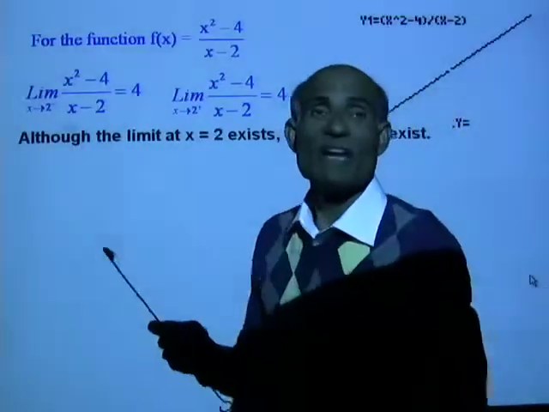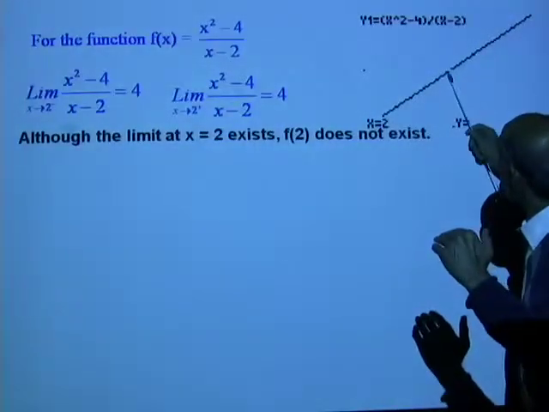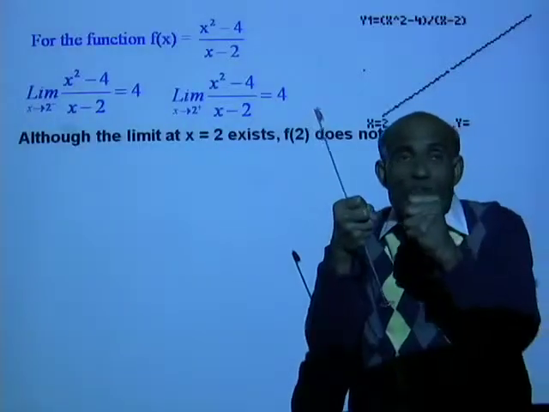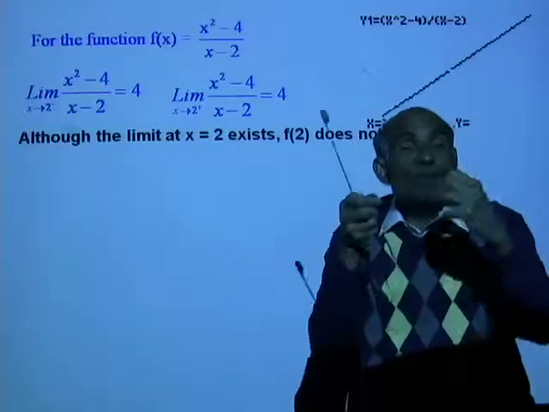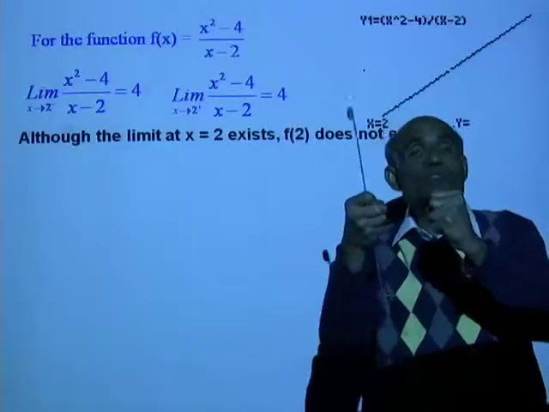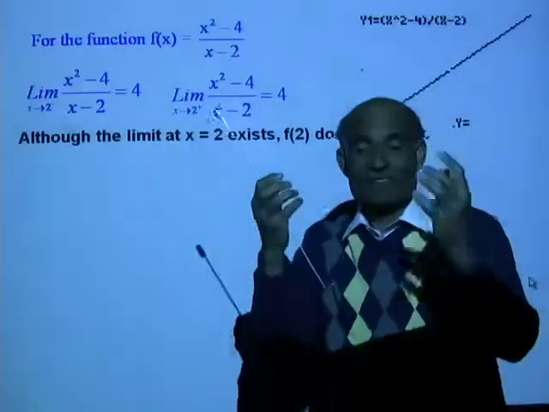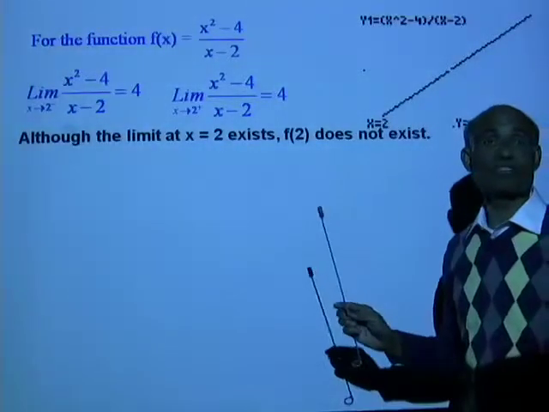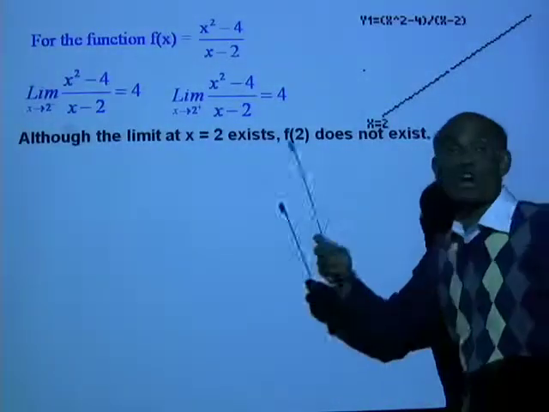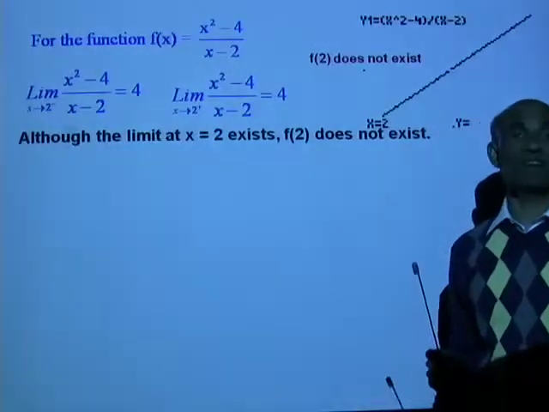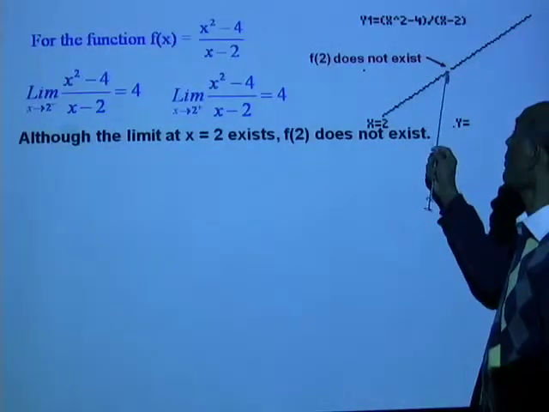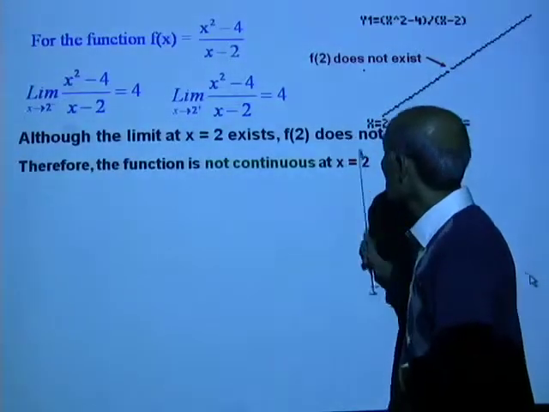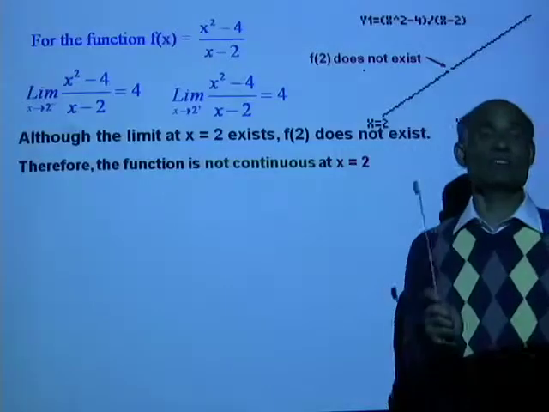You see, the limit from the left exists, the limit from the right exists. Both limits come closer and closer to 4. So limit from the left equals limit from the right. But the function value at x equal to 2 does not exist. That means the function is not continuous at that x value. There you are. You can see that hole right there. So therefore, we say the function is not continuous at x equal to 2.